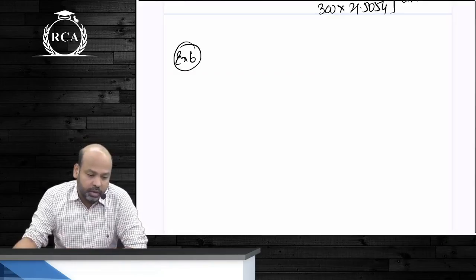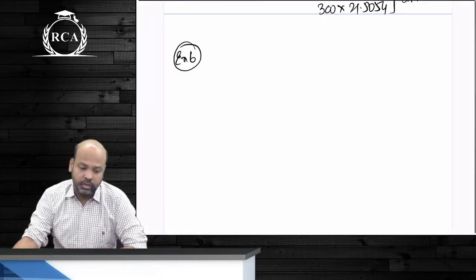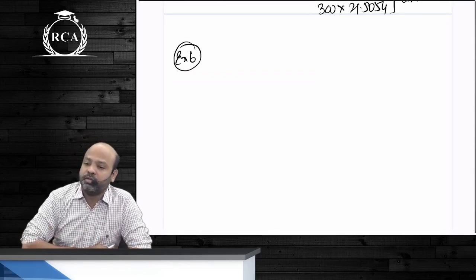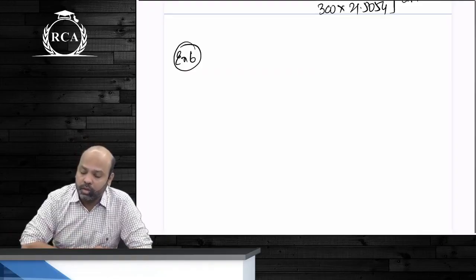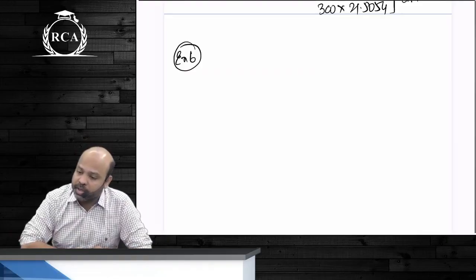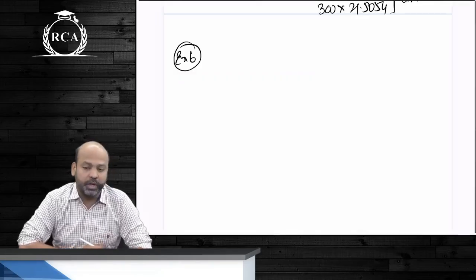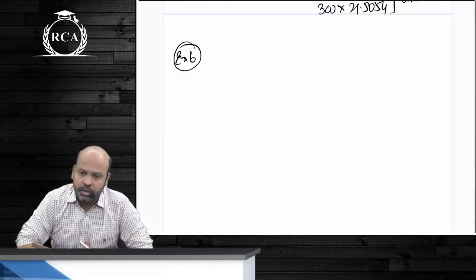Closing work in progress 500 units. In brackets, directly, material 100%, labor and overheads 60%. You will understand, right? In brackets, material 100%, labor and overheads 60%.